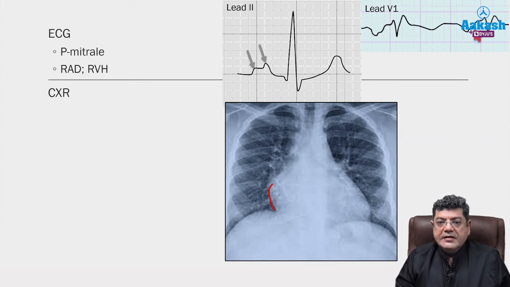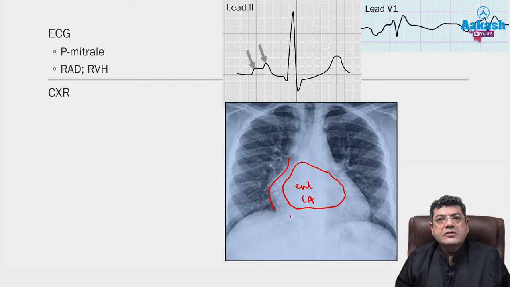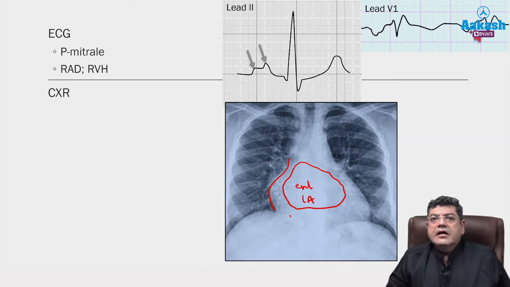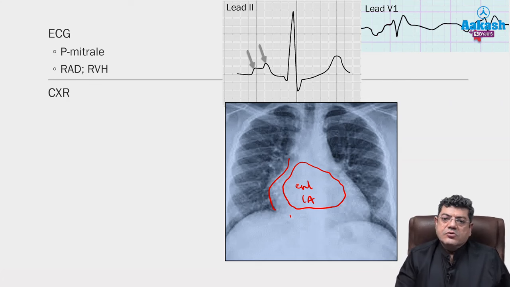So that's the right heart border formed by the enlarged right atrium, and if you look carefully, you will see that this structure right here is the enlarged left atrium. So a double right heart border is seen in patients with mitral stenosis.